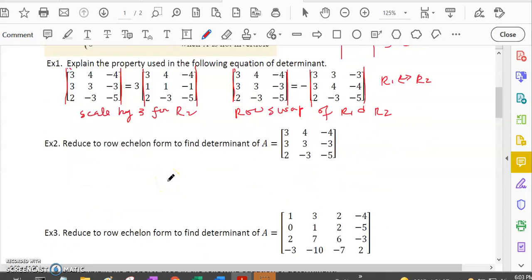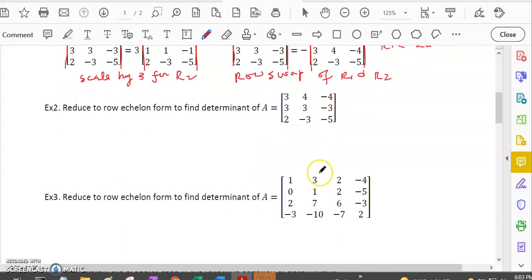The second example is where we use the row echelon form, applying elementary row operations to this matrix to find the determinant. One of the results from the last section was that if you have an upper triangular or lower triangular matrix, the determinant is the product of the diagonal. Row echelon form helps us do that. So let's start off with the determinant of A.